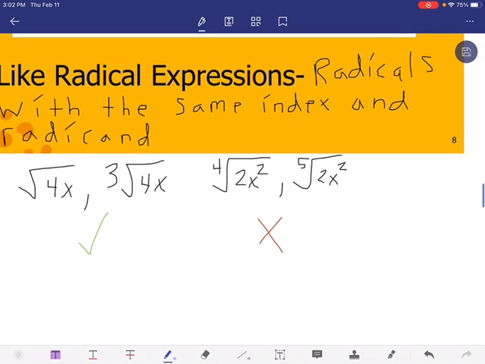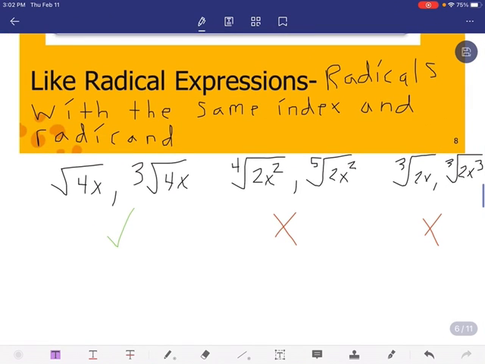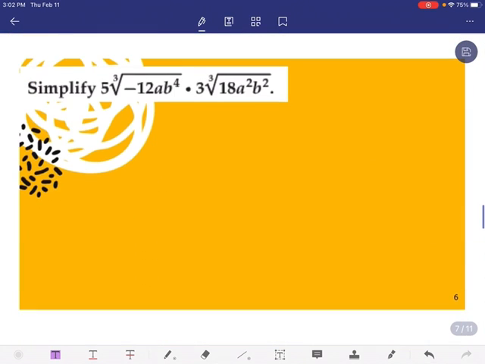And then the last thing that we could see would be like if I had the 3rd root of 2x and the 3rd root of, say, 2x to the 3rd. Well, notice that now they have the same index but different radicands, so those would not be like radical expressions.